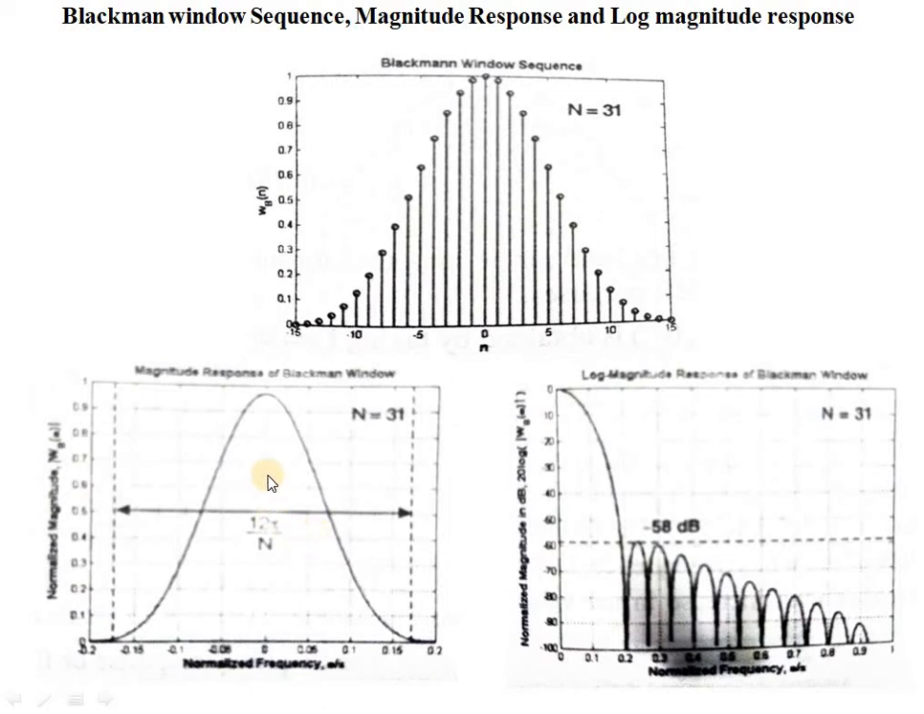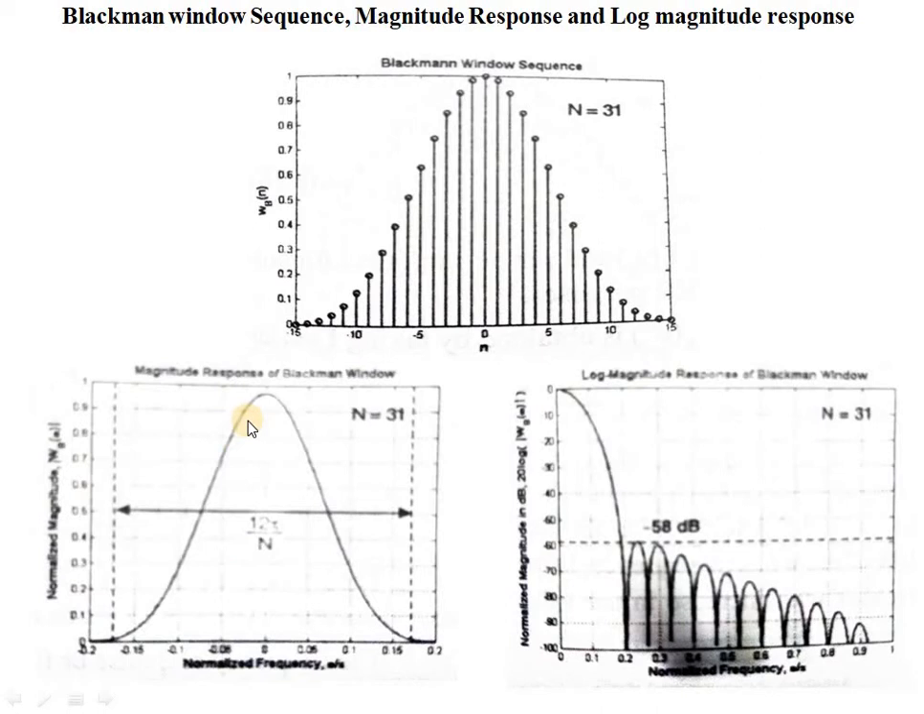It can be observed that the magnitude of the first side lobe level is equal to minus 58 dB, and the side lobe level magnitude decreases with frequency once again. This desirable feature is achieved at the expense of increased main lobe width here. However, the main lobe width can always be reduced by increasing the value of n.